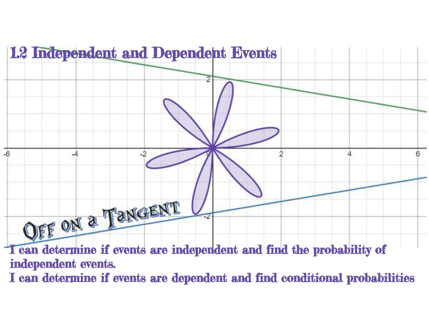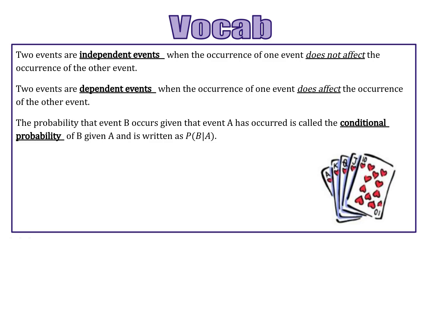Hello and welcome. In this video, we're going to learn about independent and dependent events. Our goals are that we can determine if events are independent and find the probability of independent events, and that we can determine if events are dependent and find the conditional probability. Let's go ahead and jump in.